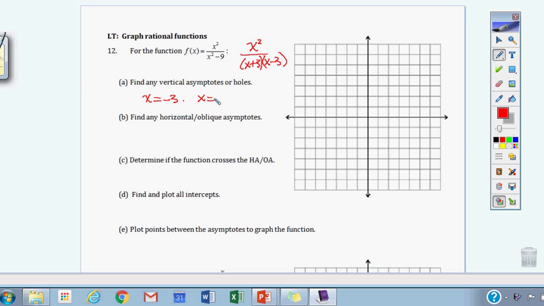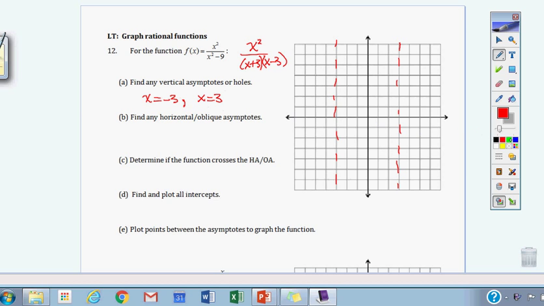and x equals 3, because those are our places where we will not have answers for our function, or we will not have values. So this is hard to do. Sorry, I'm trying my best here. But we got negative 3, and then we got 3 here. Those are vertical asymptotes. Remember, we will not cross those.